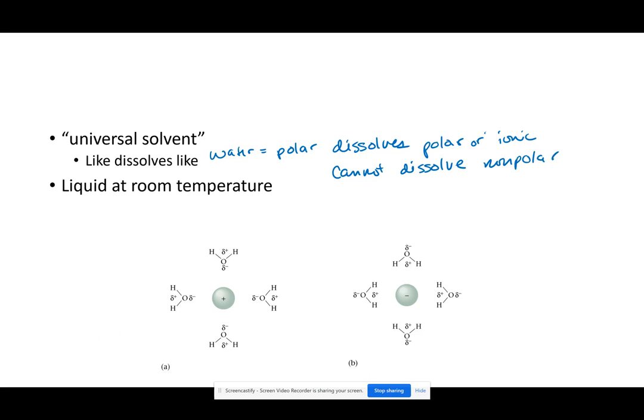Like I said, this dipole moment of water allows it to do something called hydrogen bonding. The hydrogen bonding allows the water molecules to stick together, which makes water liquid at room temperature. Water shouldn't be a liquid at room temperature. Other similar compounds are not liquid at room temperature, but the fact that it has this strong dipole moment and hydrogen bonds is what allows it to be liquid at room temperature.